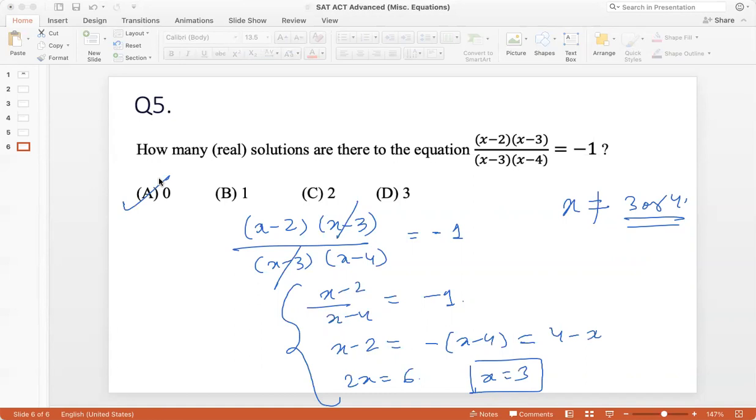Okay, so that was a quick drill on miscellaneous equations. I decided to make a drill on miscellaneous equations because a lot of times equations on SAT and ACT test you on a number of concepts, right? So there is some quadratic, there is some linear, there is some exponents, etc.